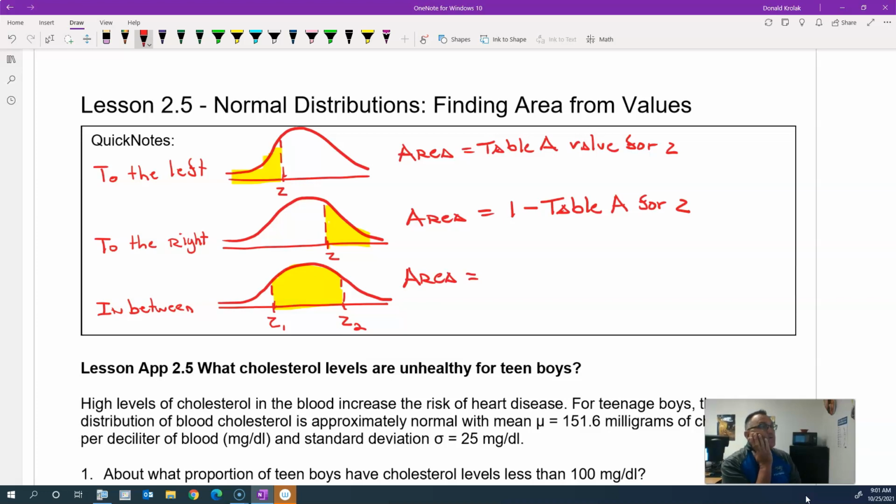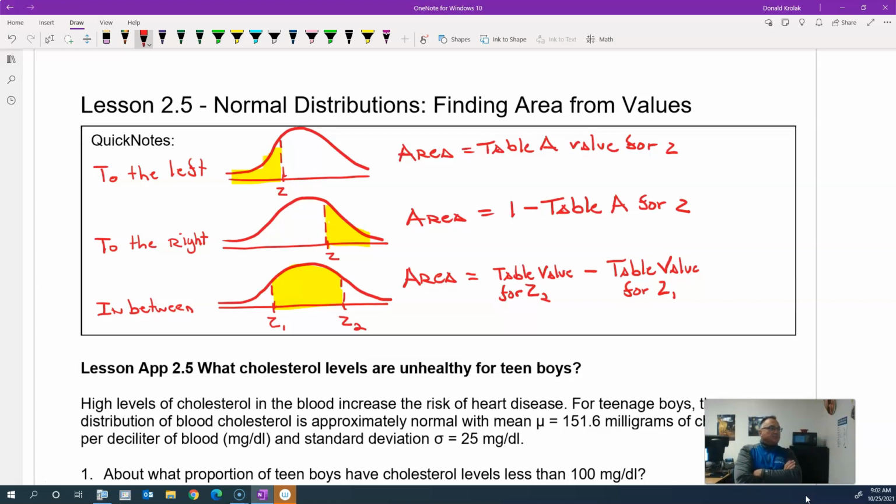Okay, so I'm going to do the table value for Z2. Table value for Z2, that's the bigger one, minus the table value for Z1. And that's how you do your three percentages.